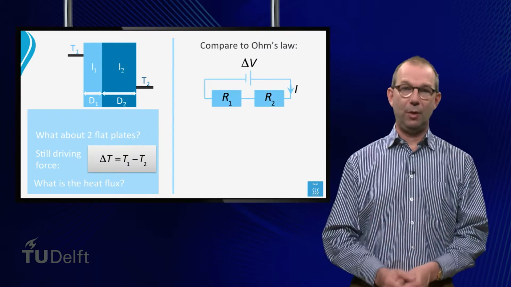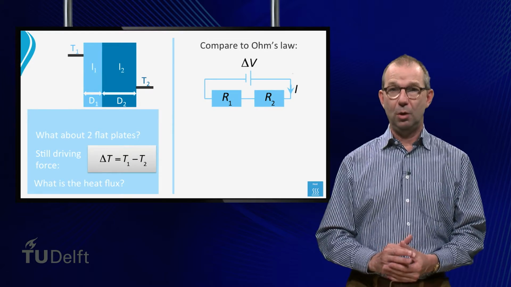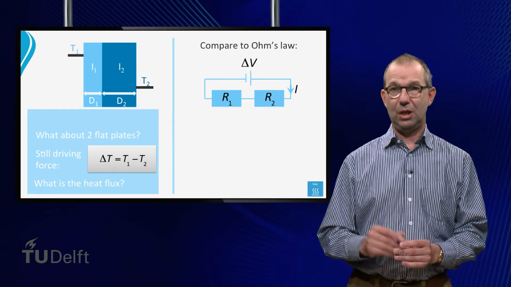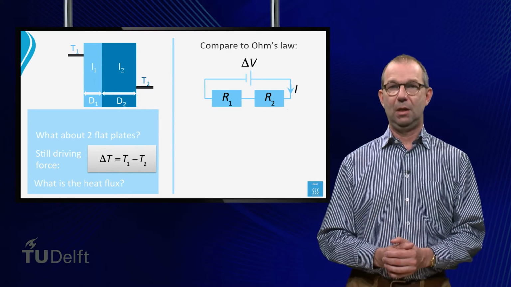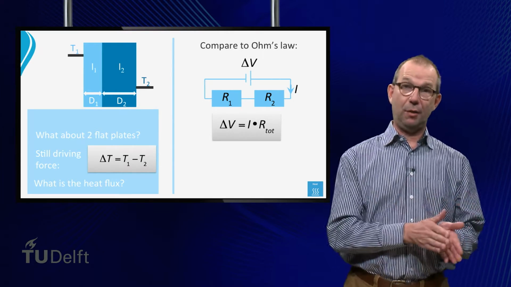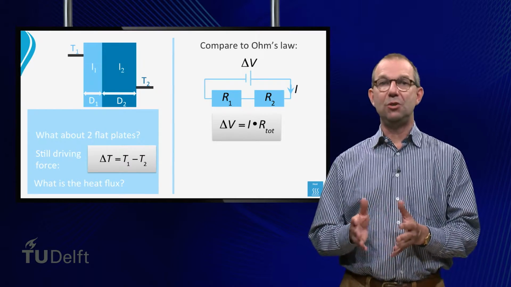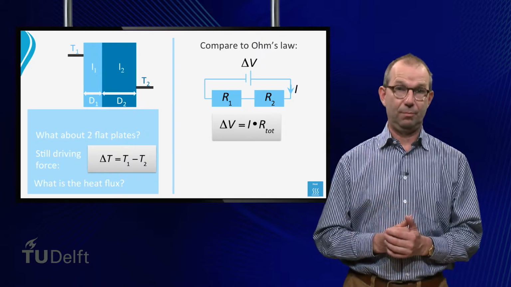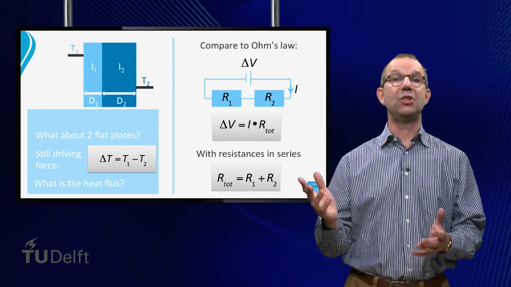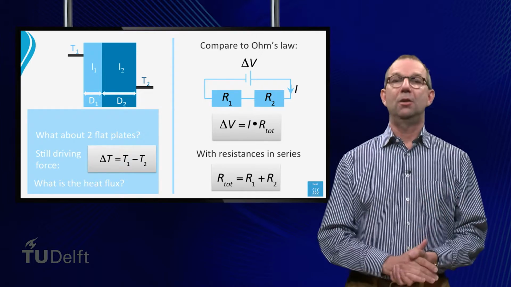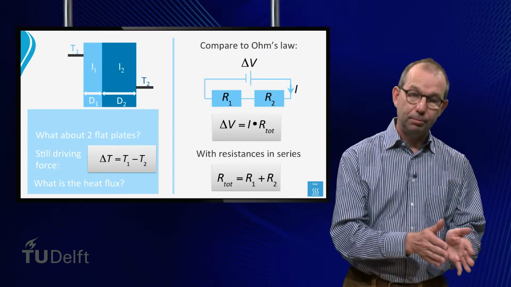Answering our question is straightforward if we use Ohm's law. In the picture you saw, you see now two resistors in series. You probably know how to deal with this. We can still write delta V is I times R. But now we need to use the total resistance. For two resistances in series, this is just adding the two. Thus, the total resistance is R1 plus R2.